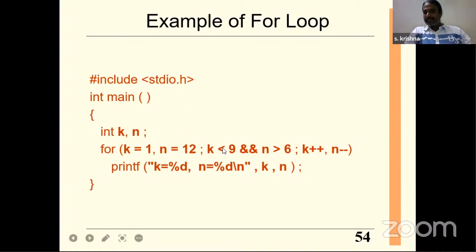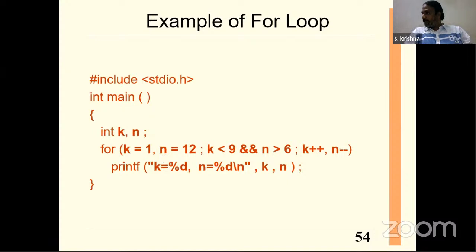See, k should be less than 9. It is not greater than or equal to 9, we are not using that. That's why it will print only up to 8. So k is incremented, and the condition will be true only till 8. After that, the k value becomes 9, which is not less than 9, so that value will not be printed. So k will be printed from 1 to 8 and n will be printed from 12 to 7. Okay.